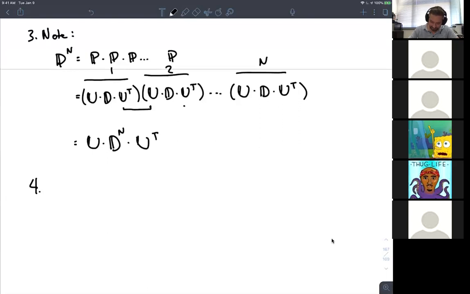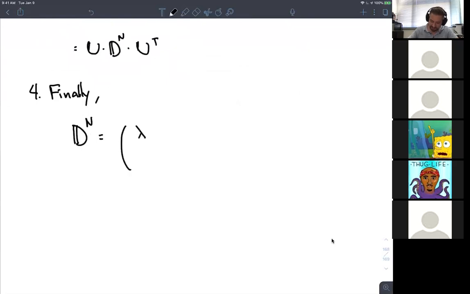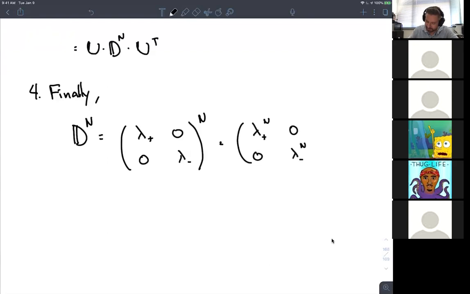Finally, if I look at D to the n, that is just lambda plus, 0, 0, lambda minus, to the n. And because this matrix is diagonal, this is trivial to figure out. This is simply lambda plus to the n, lambda minus to the n.